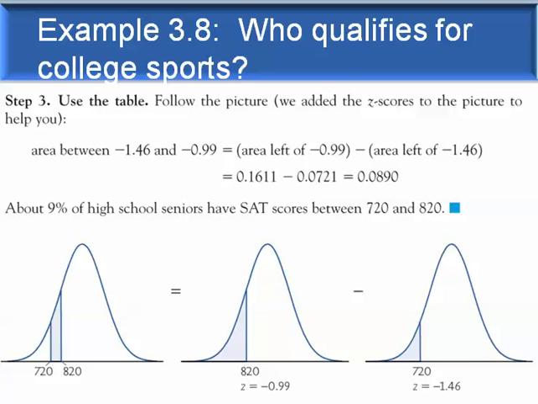When we state our answer and write our conclusion in the context of the problem, we see that about 9%, taking that 0.0890 and rounding it up to 9%, about 9% of high school seniors have SAT scores between 720 and 820.